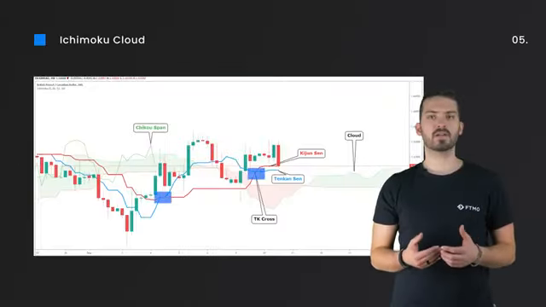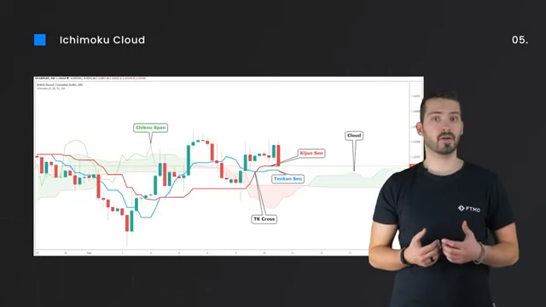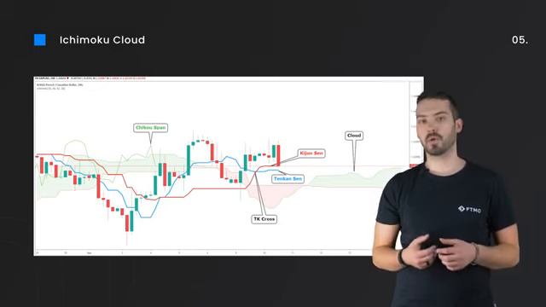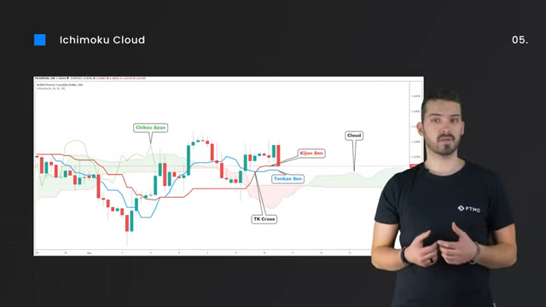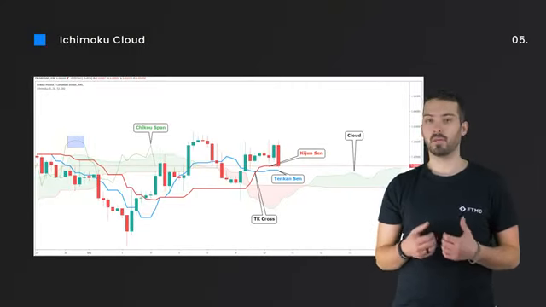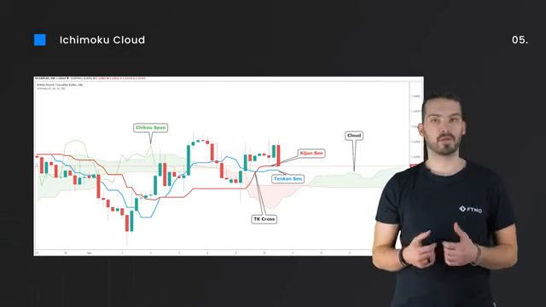TK cross, crossover of Kijun and Tenkan Sen. This generally means there is a change of direction in the market. When Tenkan is above Kijun Sen, we are in a bullish market. If the opposite happens, we are in a bearish market. Chikou Span. This one is simple. If Chikou Span is above the price, this is a bullish signal. If it is below, that's bearish.